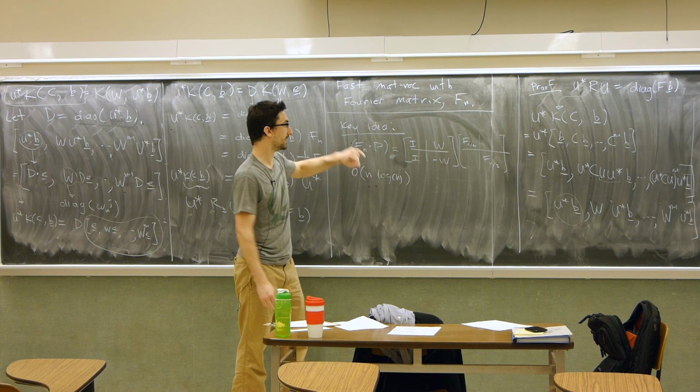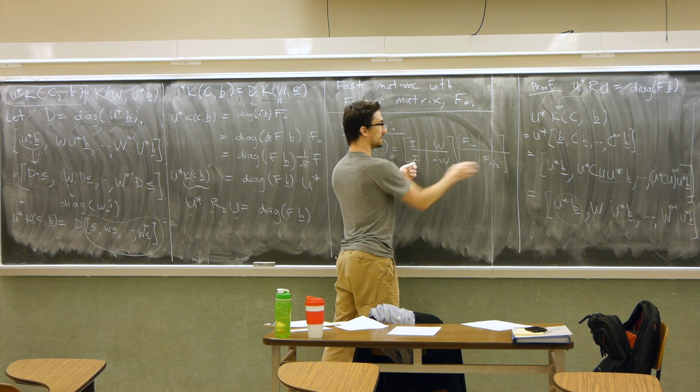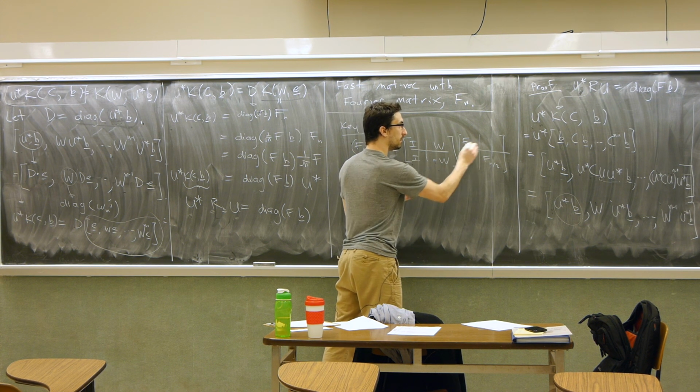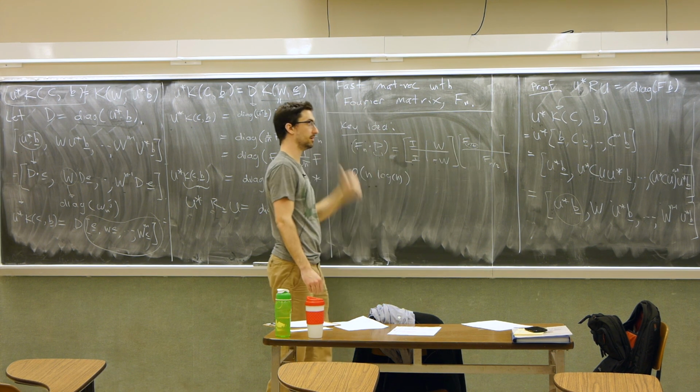The details that I want to get into are what permutation is this, how does it decompose into these blocks, and then how do we know that this thing is actually a Fourier matrix for roots of unity that are half n of what we started with.